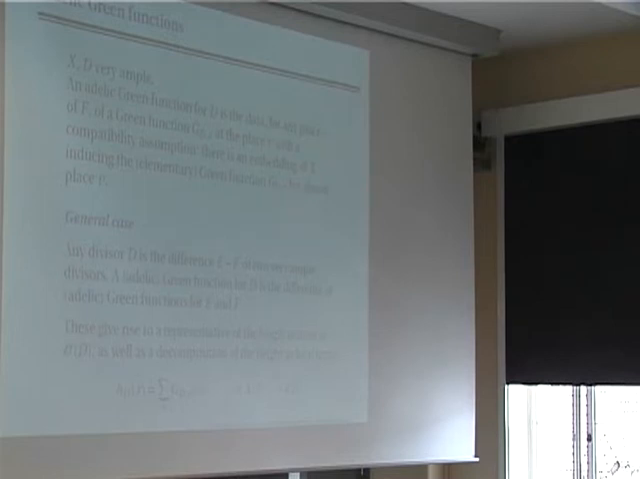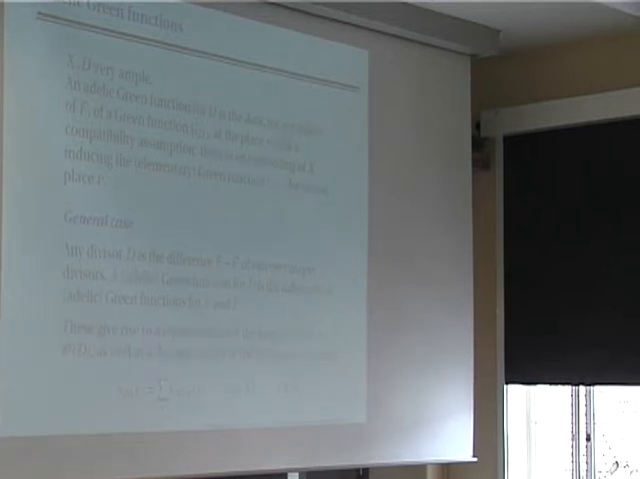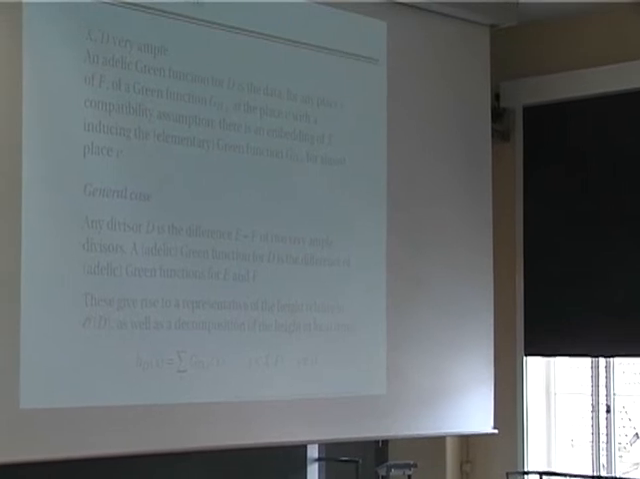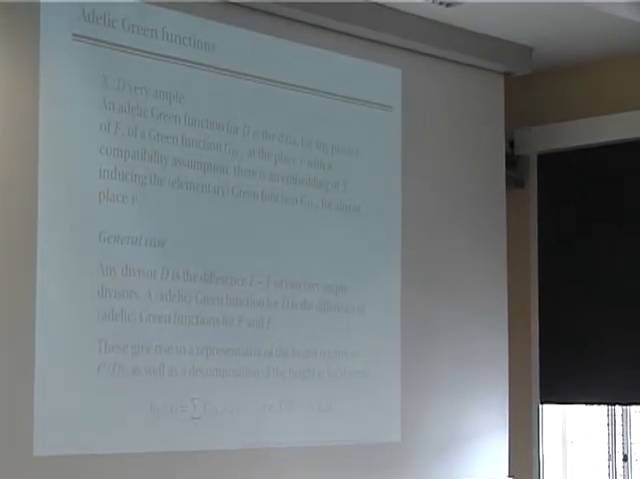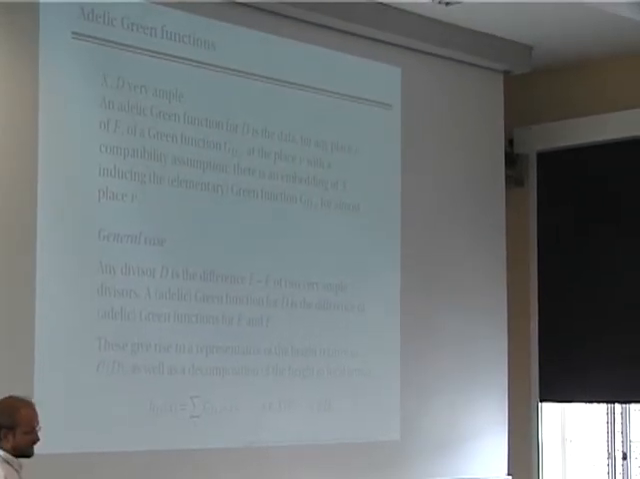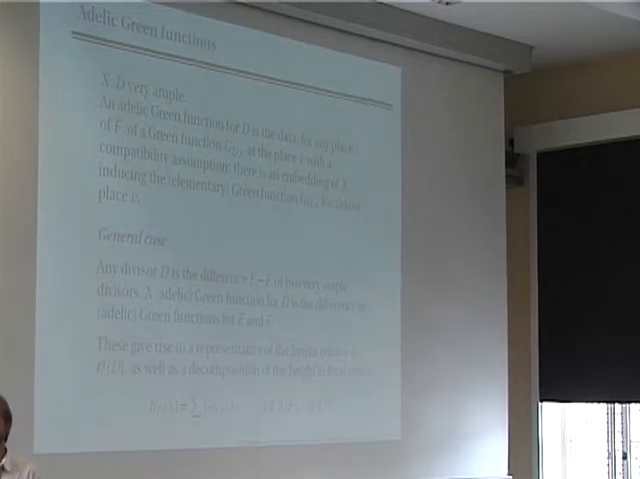This means that I will take an elementary Green function given by a single embedding at all places, minus some places where I can do what I want. And this is only for very ample divisors. For general divisors, I can write them as differences of very ample divisors. And I will define an adelic Green function for such a divisor as a difference of two adelic Green functions.